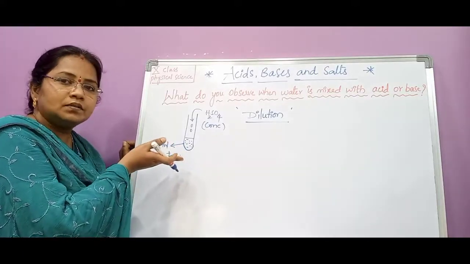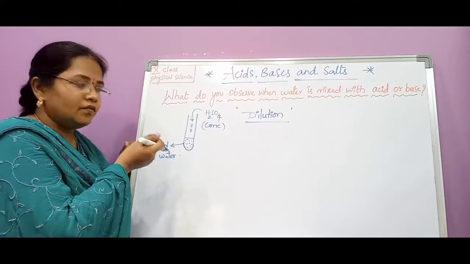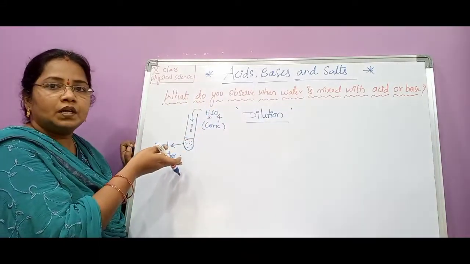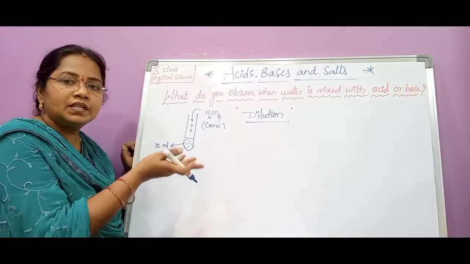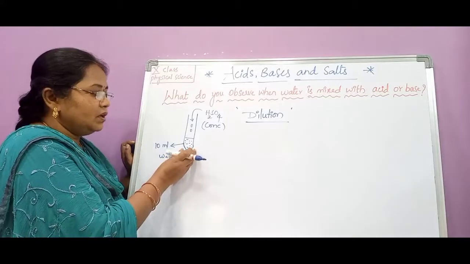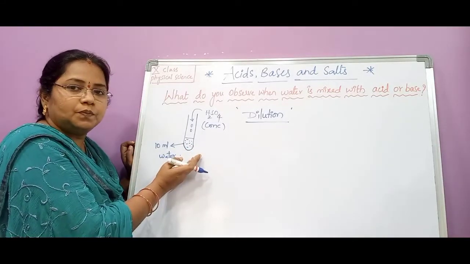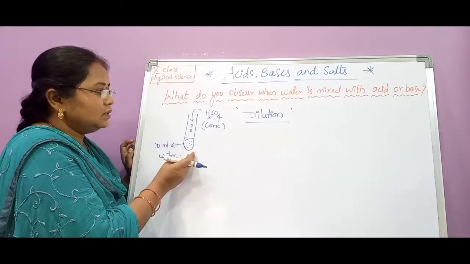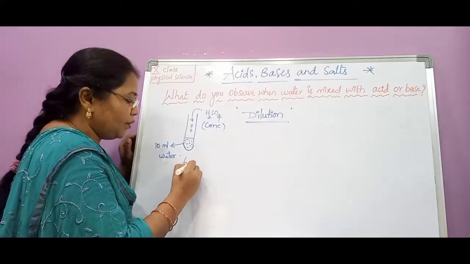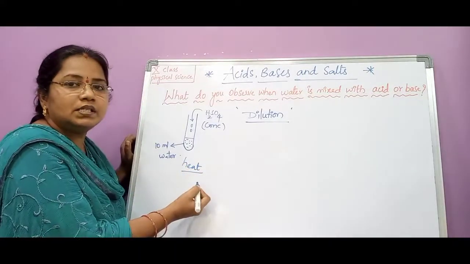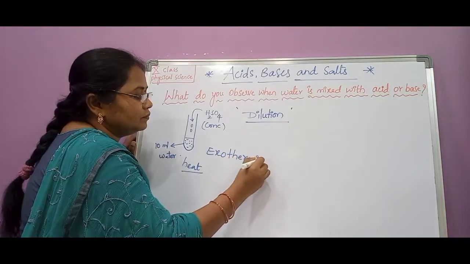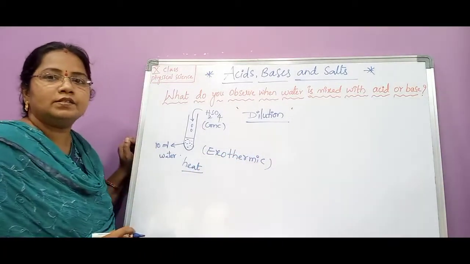Why is the test tube hot? After the addition of concentrated sulfuric acid, why did it become hot? Because when you add concentrated sulfuric acid to water, it liberates some amount of heat energy into its surroundings. Due to this reason, we can feel the hotness when we touch the test tube. So in this process, the addition of acid to water liberates some heat energy, which is released outside. Hence, this process is called an exothermic process.